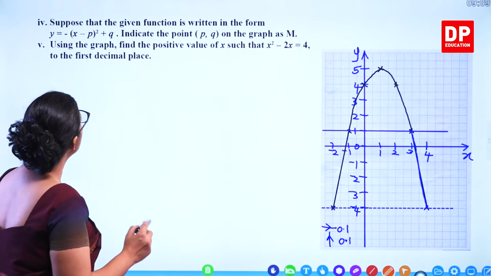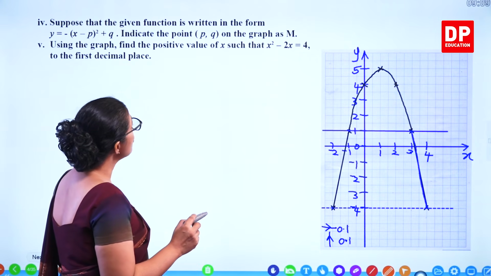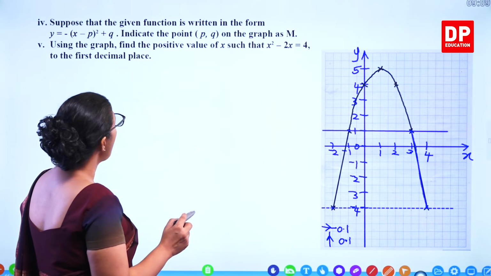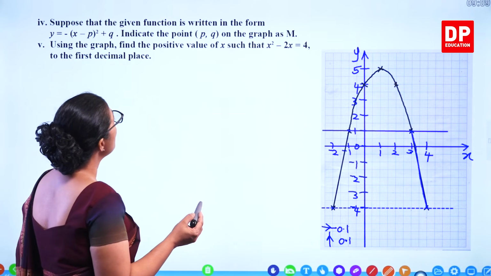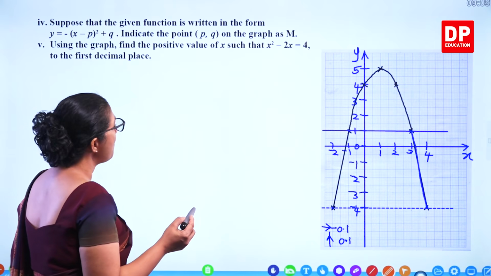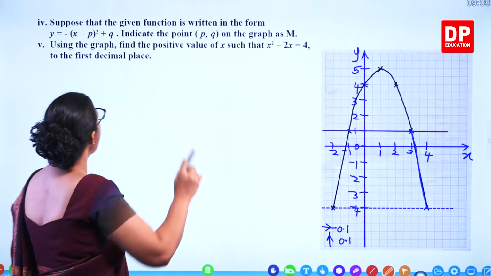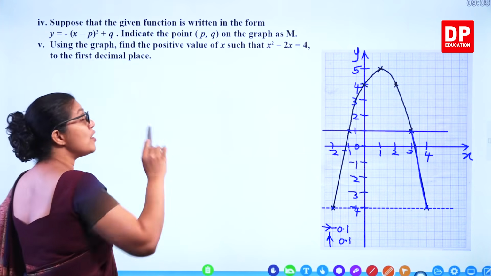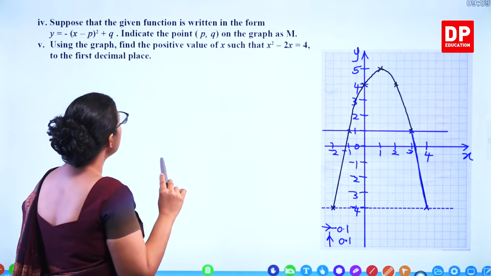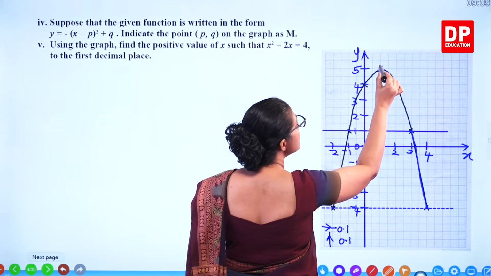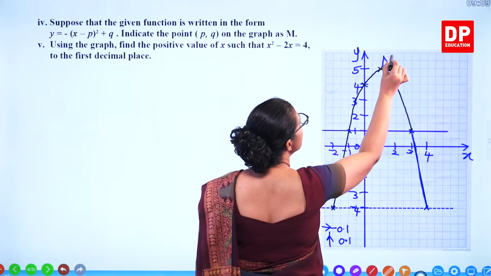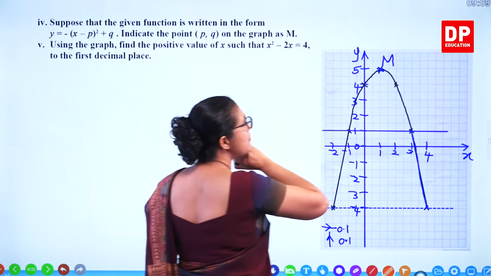Next part, suppose that the given function is written in the form y equals (x minus p) whole squared plus q. Indicate the point PQ on the graph as M. So that means PQ are the coordinates here. When you write in this form, that means we are talking about the turning point. So this is the turning point M then. They are talking about this point.